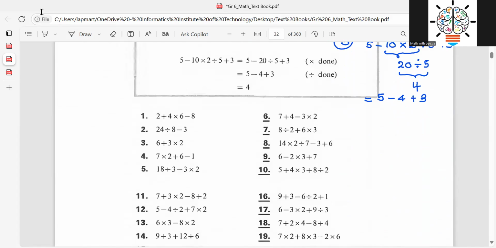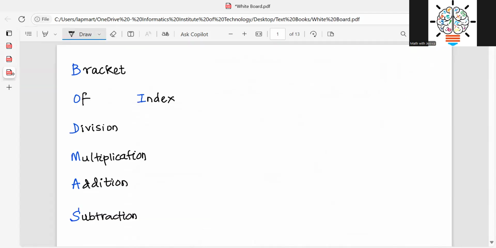So then I will take a few sums here and explain to you. 1 to 5 I will explain to you, so then it's easier for you.